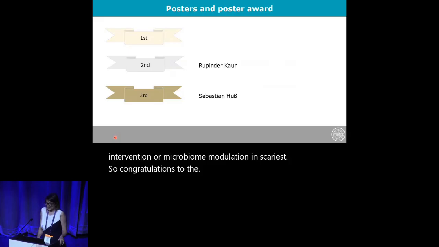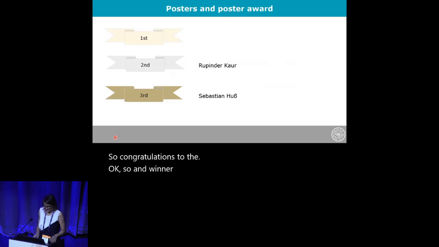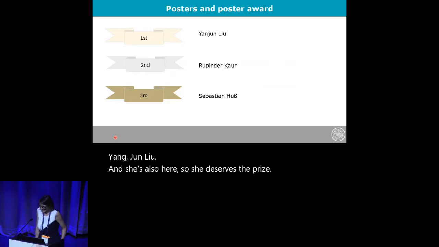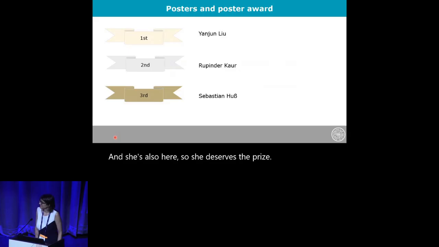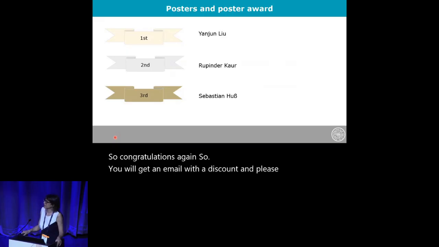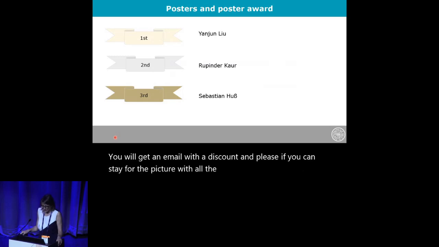Okay, and the winner is Yanjun Liu. And she's also here, so she deserves the prize. The title is on Gaucher disease, mitochondrial dysfunction, and disrupted cholesterol homeostasis. Thank you. So congratulations again. You will get an email with the discount, and please, if you can stay for the picture with all the coordinators before we leave.